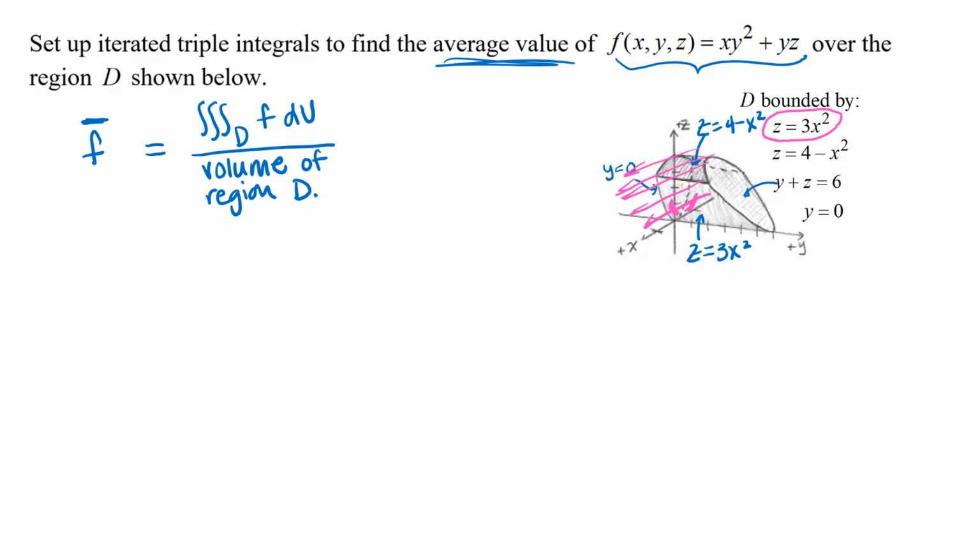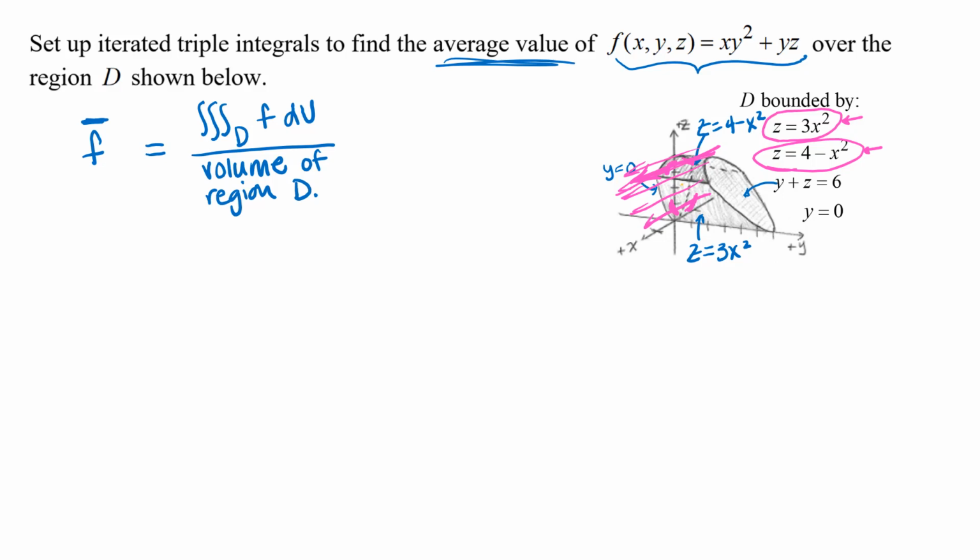But when I'm at the top here, when I drew these lines in the direction of increasing x, so parallel to the x-axis up here near the top, I'm entering through the other parabolic cylinder, z equals 4 minus x squared on the back side, and then leaving through that on the front side. So this region is not x simple, because sometimes I'm entering and leaving through one surface, and other times I'm entering and leaving through a different surface.